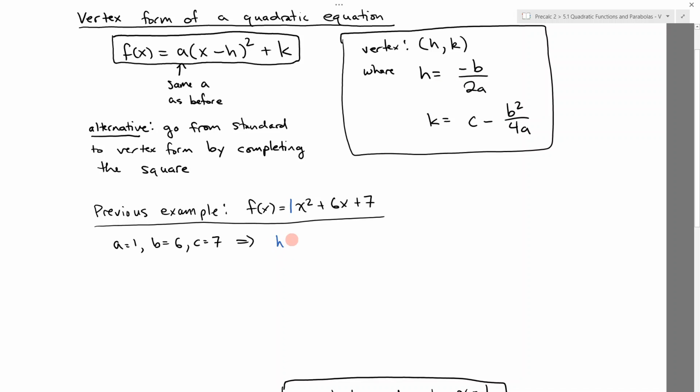First, h is minus b over 2a. So let's calculate. b is 6, so you have minus 6. And a is 1, so you have 2 times 1 in the denominator. And then now we have minus 6 over 2, which is just equal to minus 3. Okay, so h is minus 3.